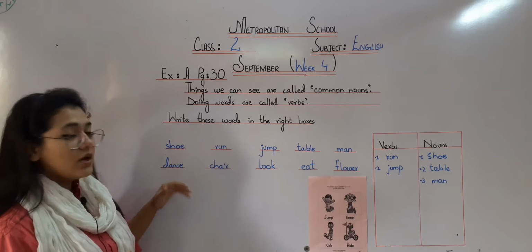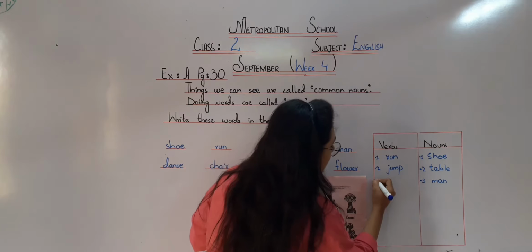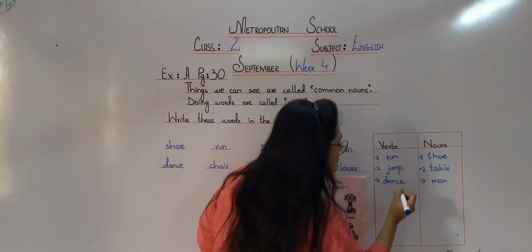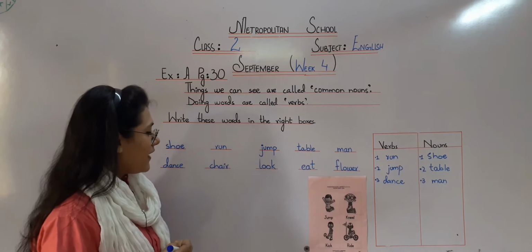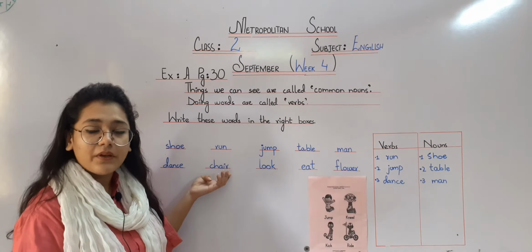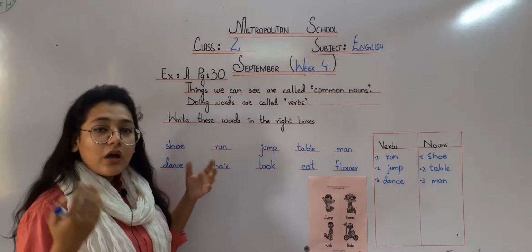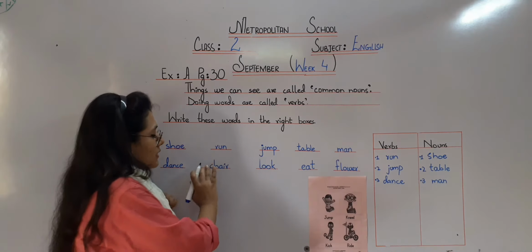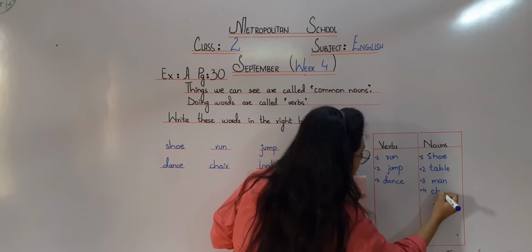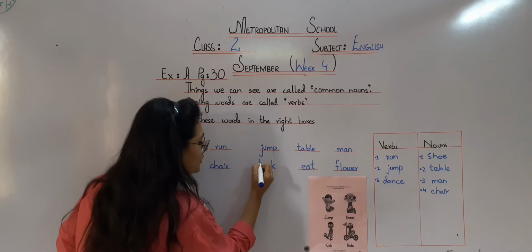Then dance. What is a dance? It is an action because a noun dances and does some action. So it will come in the column of verb. Then chair. Chair is what? When you see a thing put along with you or beside you, how can you name it? It is a chair, because it's the name of a thing, a thing on which you sit.